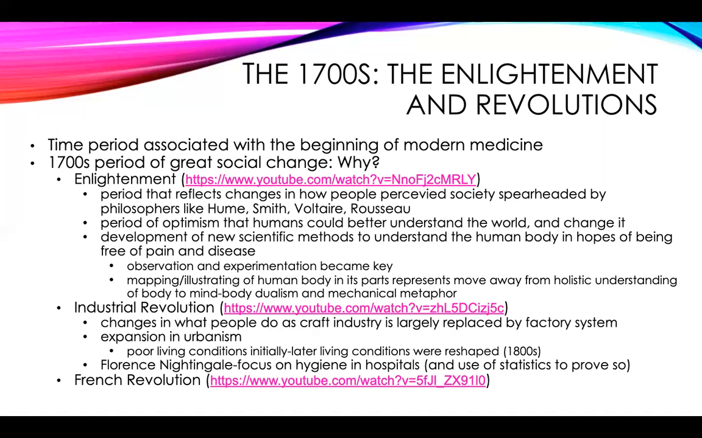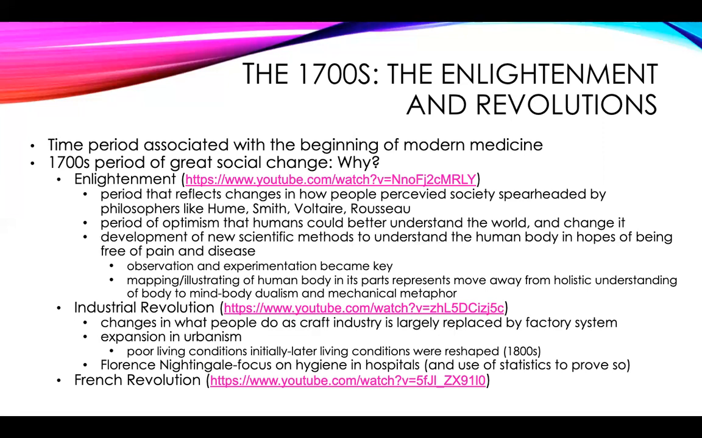And this is also when they begin mapping and illustrating the human body and its parts. And so in that way, your book notes, this was a move away from the holistic understanding of the body to the mind-body dualism and the mechanical metaphor that we talked about that exist in the medical model. So it's during the 1700s that we start to see these ideas come to the forefront.